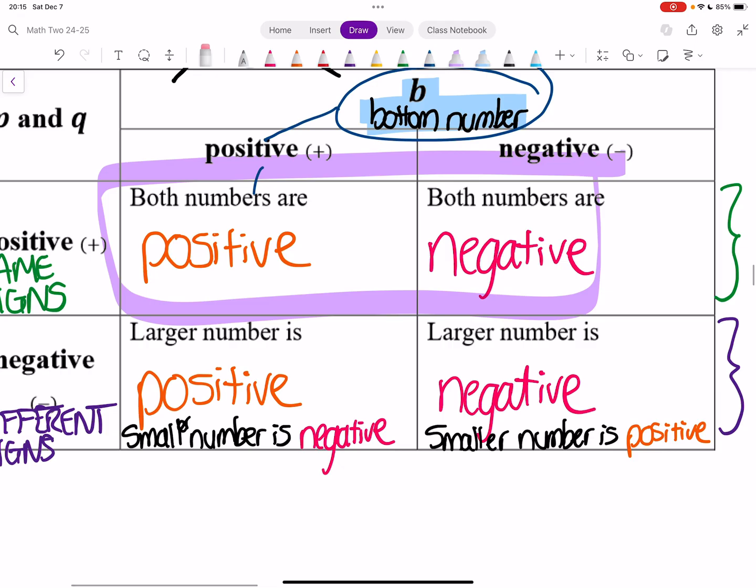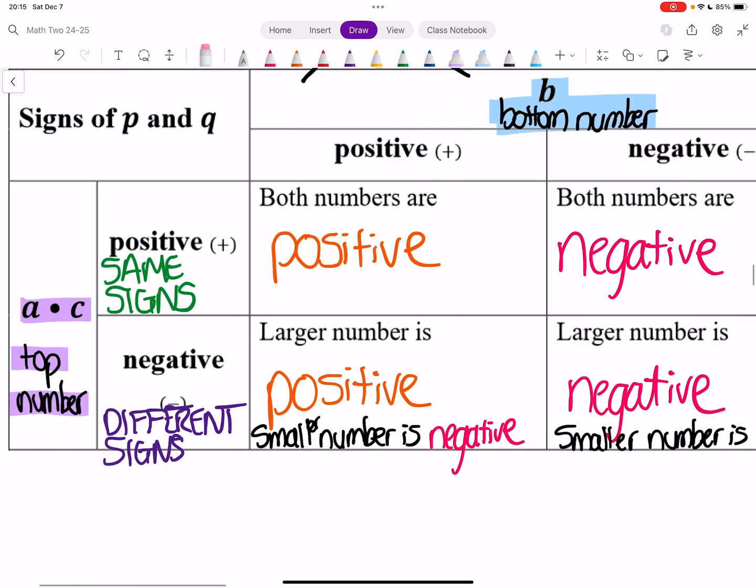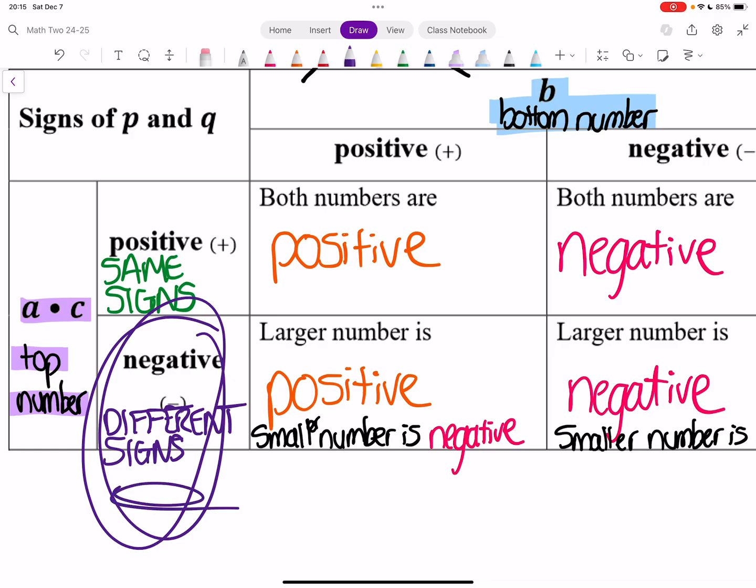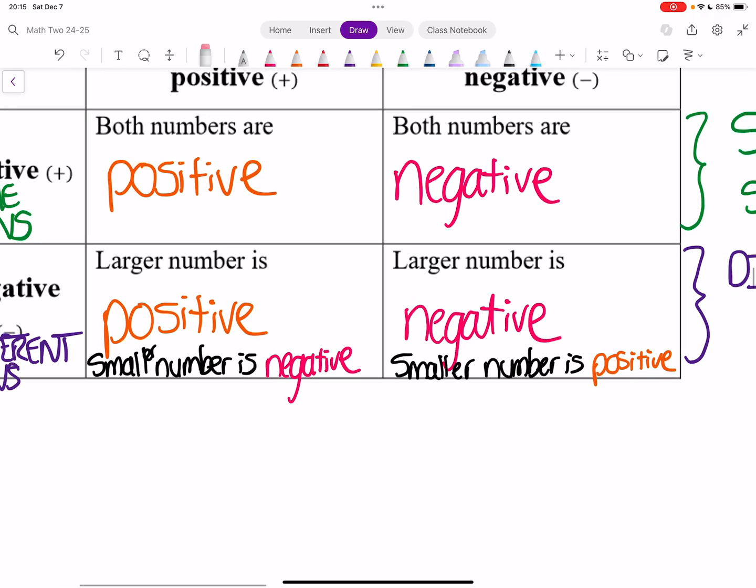And so if I go back to the table on the previous page and say that, hey, A by C, or the top number, is negative, I know I need to have different signs. So one of these two situations is going to apply here.